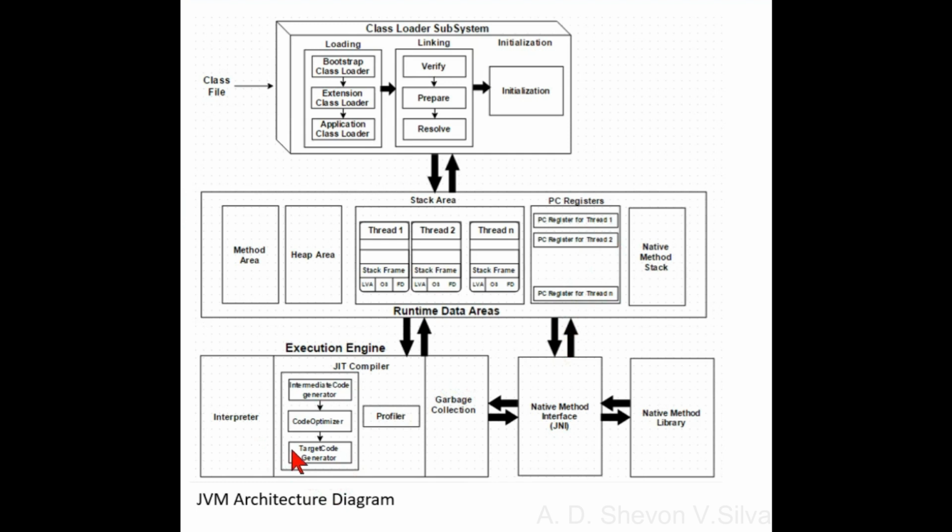Interpreter, JIT compiler, and garbage collector are in the execution engine. In the JIT compiler, intermediate code generator is connected to code optimizer. Code optimizer is connected to target code generator, and profiler is also in the JIT compiler. And the execution engine interacts with the native method interface. Native method interface interacts with the native method library.